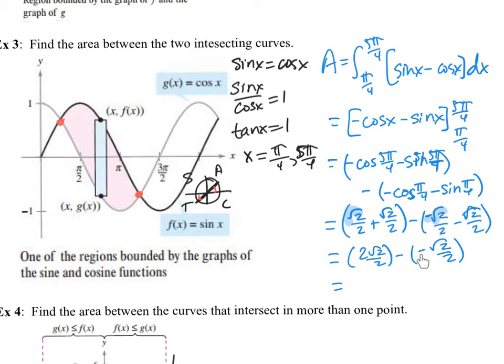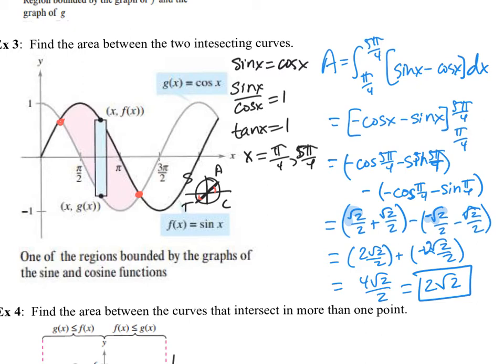subtracting this negative is the same thing as adding a positive. So we would get, oh, I'm missing a 2, aren't I? There's too many 2's. Okay, this should have been 2 times square root of 2 over 2. So when we combine like terms, we would get 4 times the square root of 2 over 2, which reduces to 2 square root of 2 for our final answer.